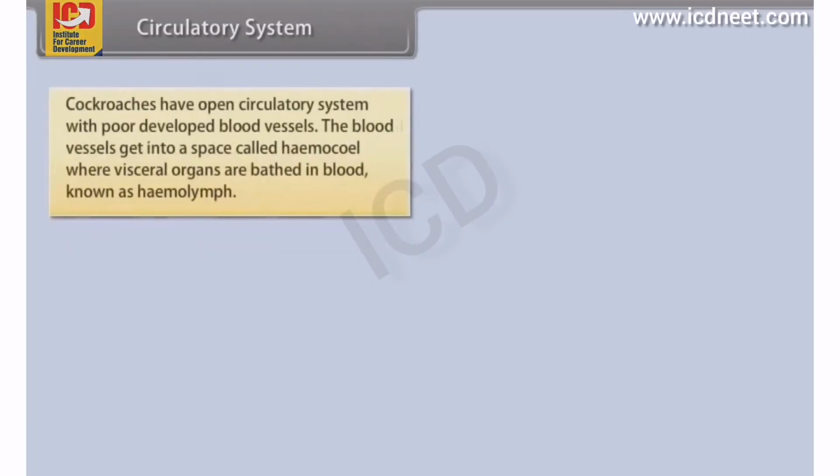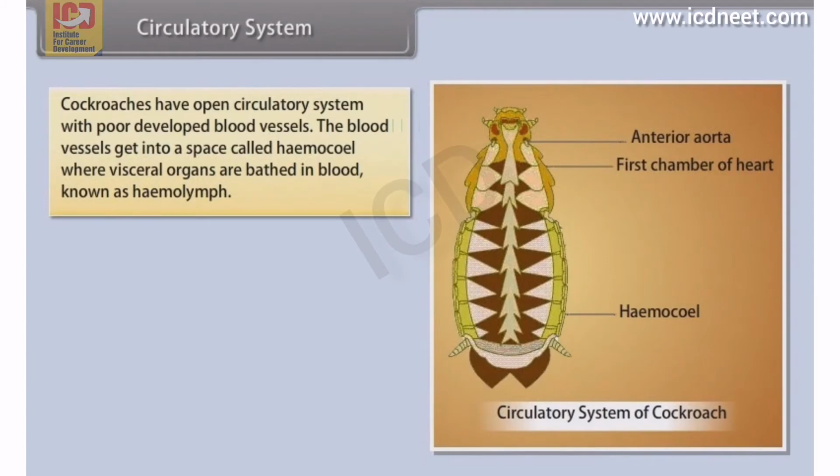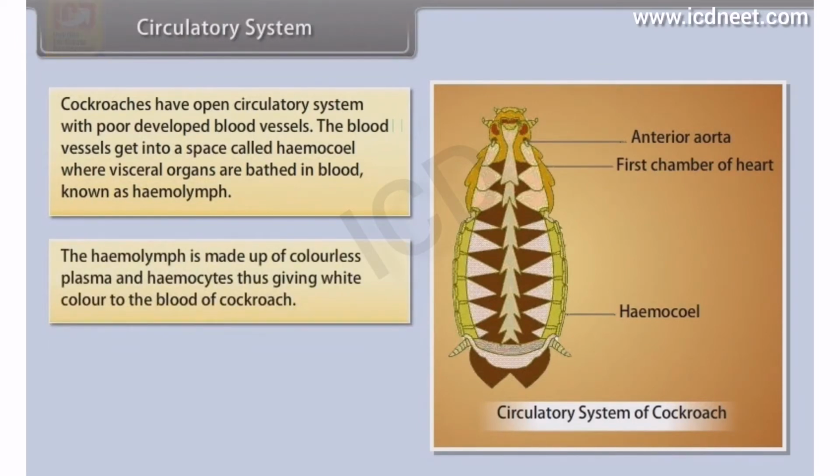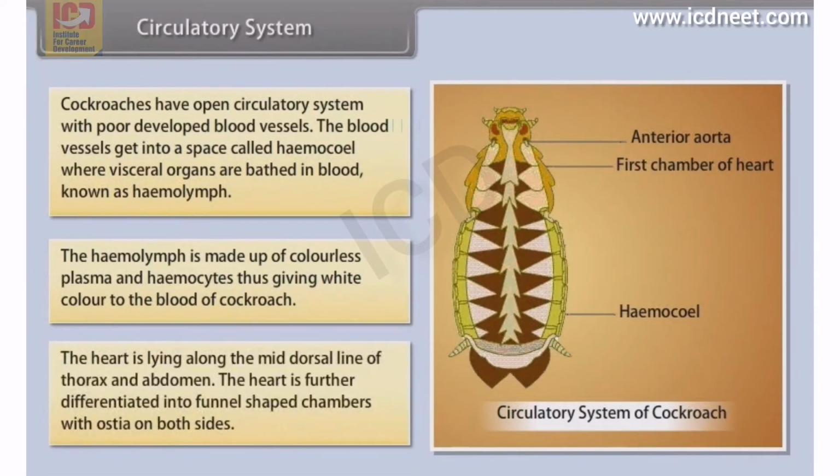Circulatory System. Cockroaches have an open circulatory system with poorly developed blood vessels. The blood vessels open into a space called the hemocoel, where visceral organs are bathed in blood, known as hemolymph. The hemolymph is made up of colorless plasma and hemocytes, thus giving a white color to the blood of the cockroach. The heart lies along the mid-dorsal line of the thorax and abdomen. The heart is further differentiated into funnel-shaped chambers with ostia on both sides.